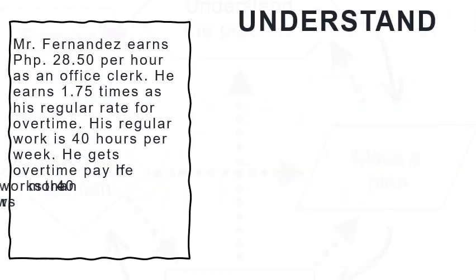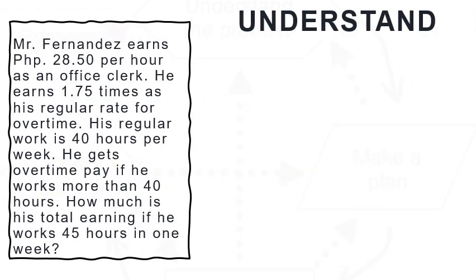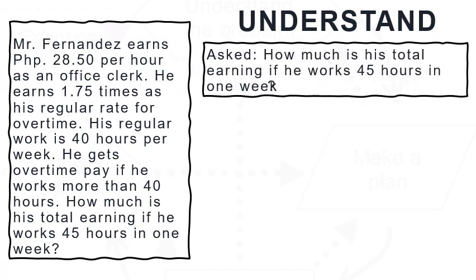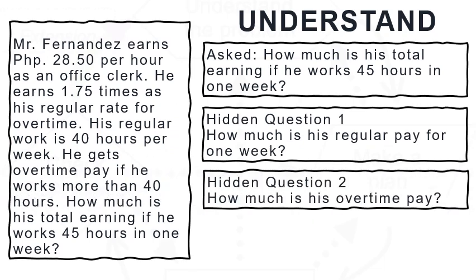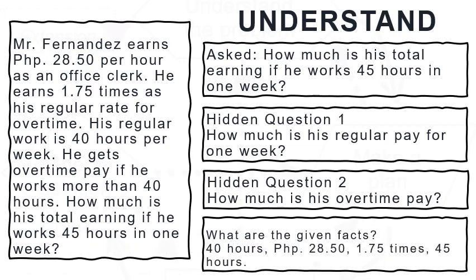First step is understand. What is asked? How much is his total earning if he works 45 hours in 1 week? To get the total earnings, you need to find out first the amount he gets for 1 week and the amount he gets for overtime. So the hidden questions are: How much is his regular pay for 1 week? How much is his overtime pay? What are the given facts? 40 hours, 28 pesos and 50 centavos, 1.75 times, 45 hours.